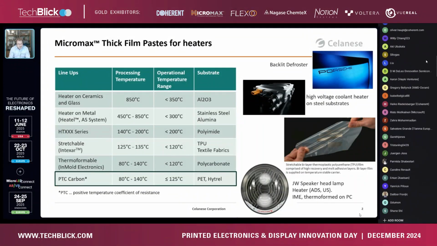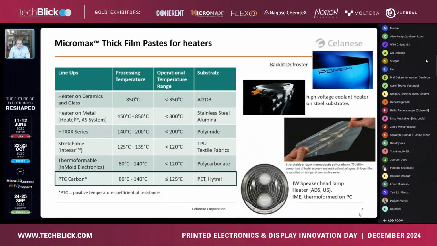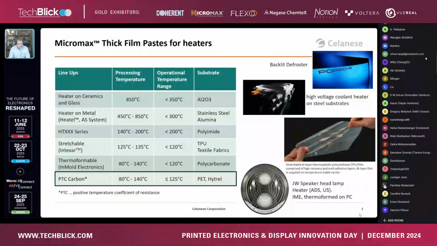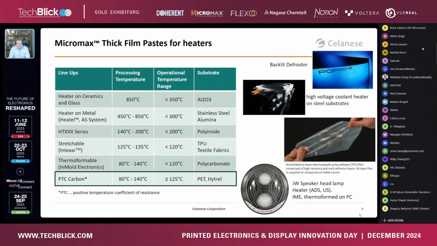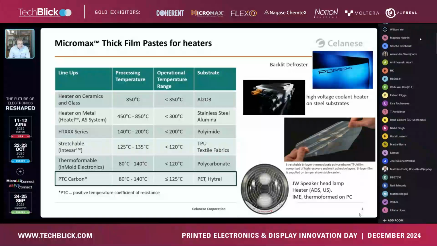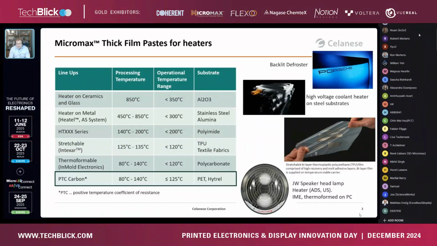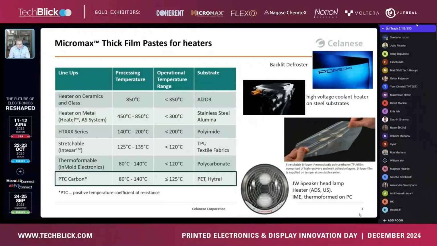So then we have developed heaters on metal, on steel, on aluminum substrates. We have a high temperature one, based on polyimide chemistry. Then we also have flexible or stretchable heaters for fabrics or textiles, and the same technology, but thermoformed only once, is for the in-mold electronics, which is shown in the bottom photo, where a heater is integrated in a headlamp.